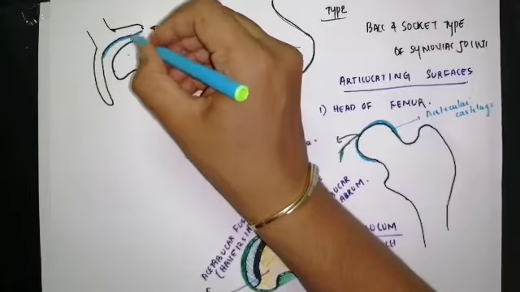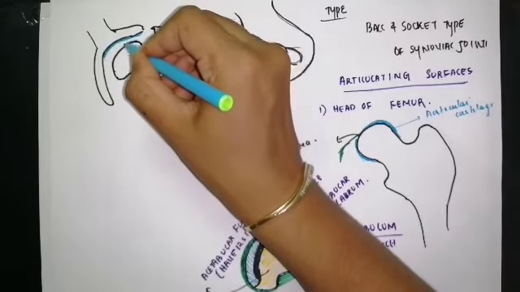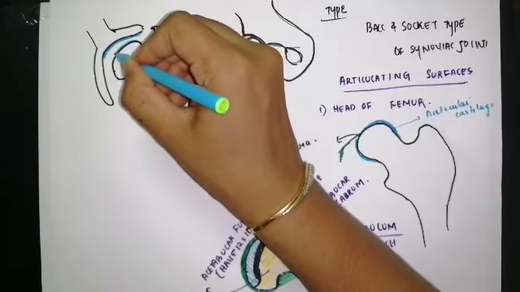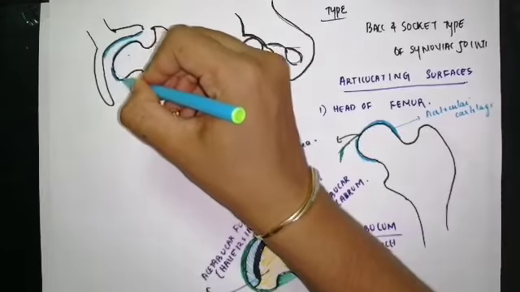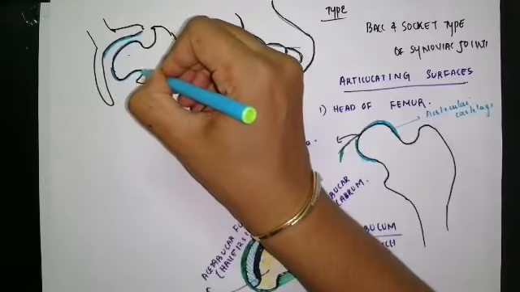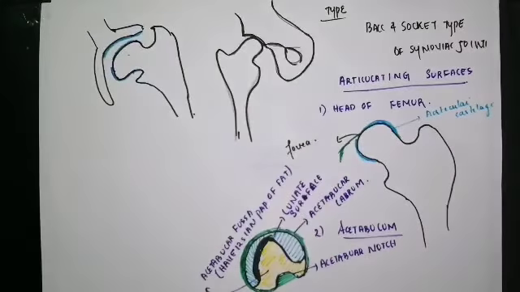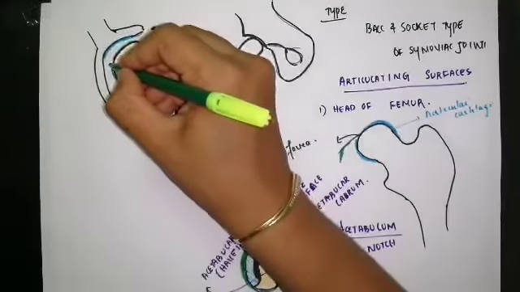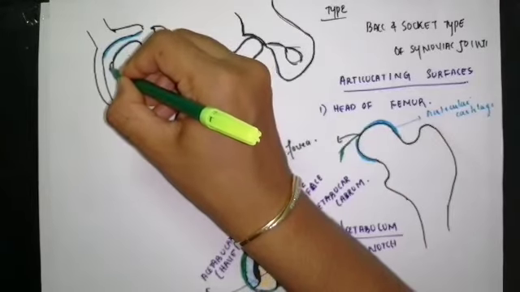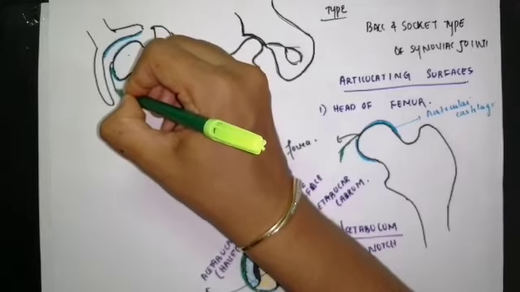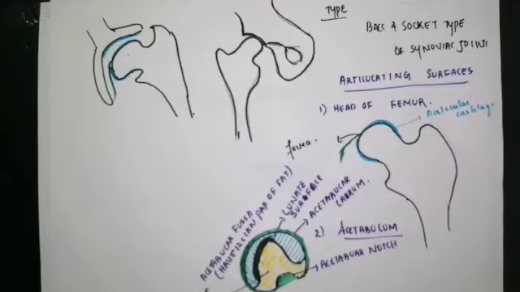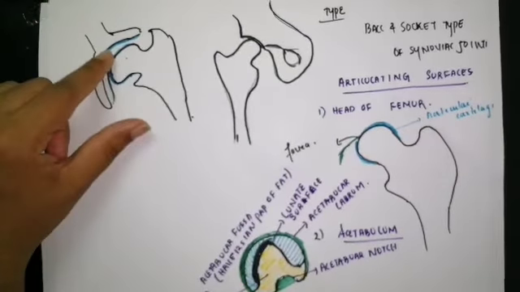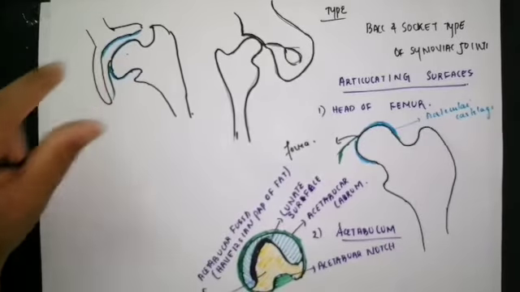Now the head of the femur is also covered entirely with the articular cartilage except a region which is called the fovea, that is the central pit. Attached to the fovea you have the ligament of the head of the femur. So that is the ligament of the head of the femur. So what you are seeing here is the articulating surface. You can see the articular cartilage here.